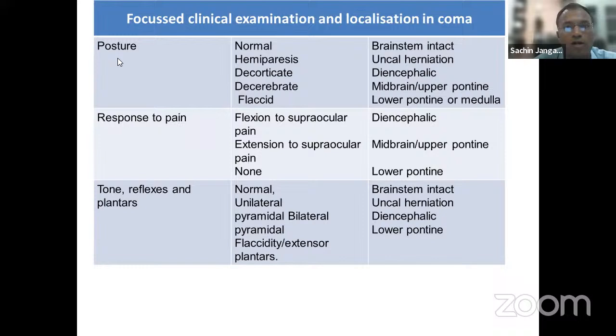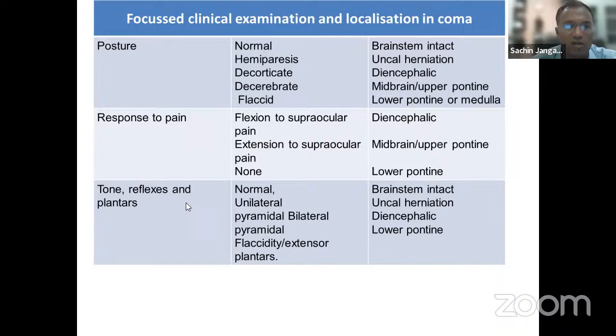If there is hemiparesis, a hemiparetic posture, it can point towards uncal herniation. Decorticate posture can point toward the diencephalic region. Decerebrate posture can point toward a midbrain or pontine lesion. If flaccid posture is there, it can be because of pontine or medulla oblongata injury. We will record the response to pain for the GCS. If there is flexion to supraorbital pain, it indicates a diencephalic injury. Extension to supraorbital pain shows it is a midbrain injury.